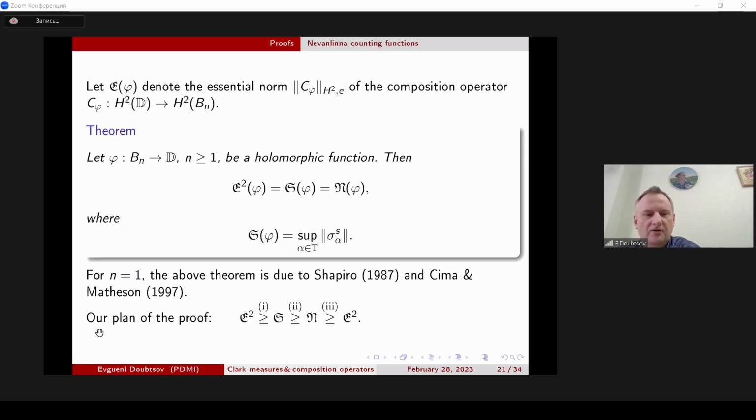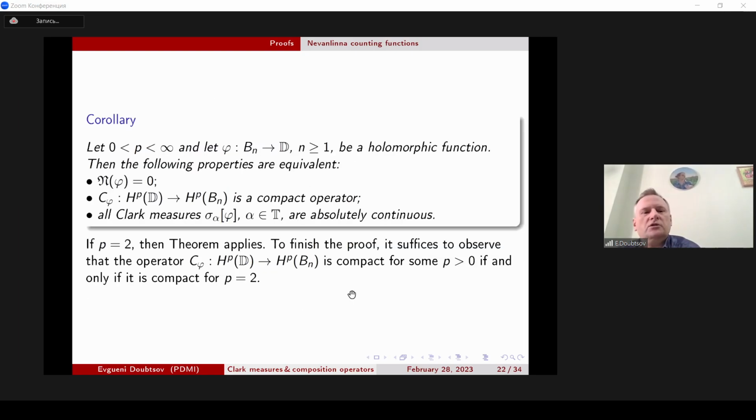Say, the plan of the proof is very simple. We start with E squared. This is greater than or equal to S, greater than or equal to N, and again greater than or equal to E squared. So we have equalities everywhere. And this is the result. So more or less, I should stop here. I'll mention just the corollary.